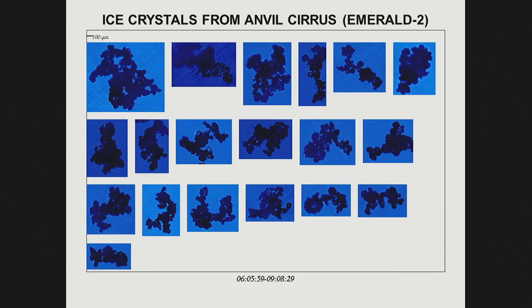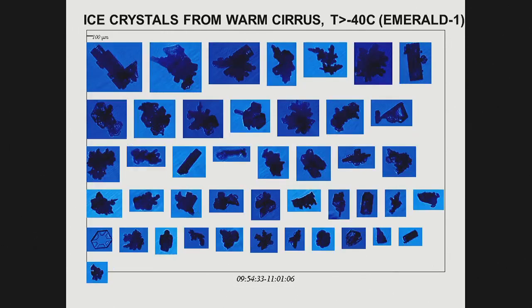Right, so the cirrus clouds that I showed you from Emerald 1, they are cirrus clouds that form ahead of the front. They're known as frontal cirrus. That means that the cirrus clouds form at the temperature you observe them at, and there might be some slight sedimentation of the ice crystals, but by and large, the crystals that you observe in Emerald 1 formed more or less at that temperature.